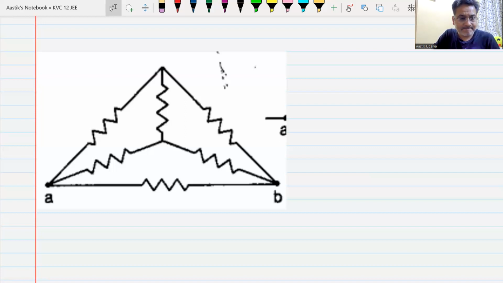Sir, 4R by 7. 4R by 7? How did you get 4R by 7? Can you elaborate? R by 2, sir. I think R by 2 is the correct answer. So from 4R by 7, how did the answer drastically change to R by 2? That is what I want to understand. How are you going to do this?